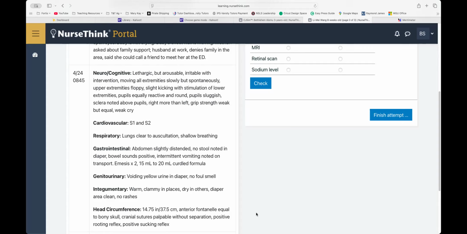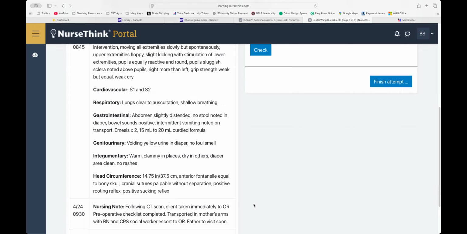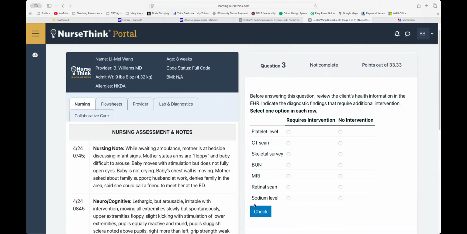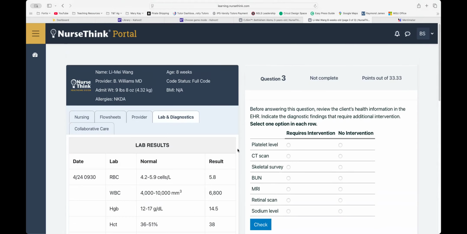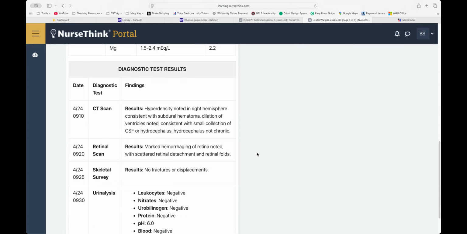Same thing with those cranial sutures. We should still be able to palpate them, but we don't want to see a lot of separation, because that means we've got swelling that's causing those sutures to separate. And then we still see those reflexes. Rooting and sucking reflex should still be intact at 8 weeks old. So those are good signs. Because we suspect that we have some sort of head trauma, we are going to take her for some imaging. And we already said that we suspect possible shaken baby syndrome, so we're going to do multiple images here.